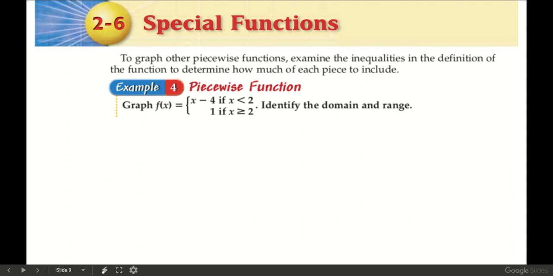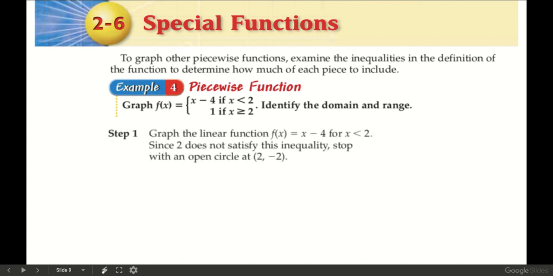So when I'm looking at this problem, recognize there are 2 pieces to this. This piece right here, f of x equals x minus 4, is a line with a slope of 1 and a y-intercept of -4. F of x equals 1 is a horizontal line. It'd be like y equals 1, a horizontal line at 1, which actually is the example that I just showed in the previous image.